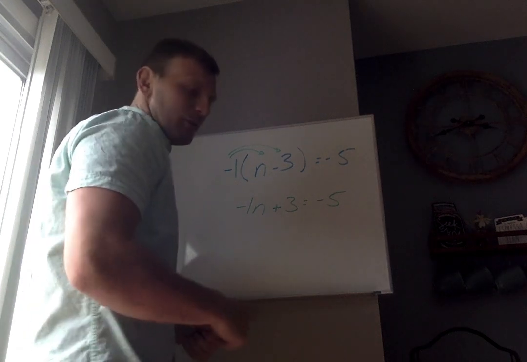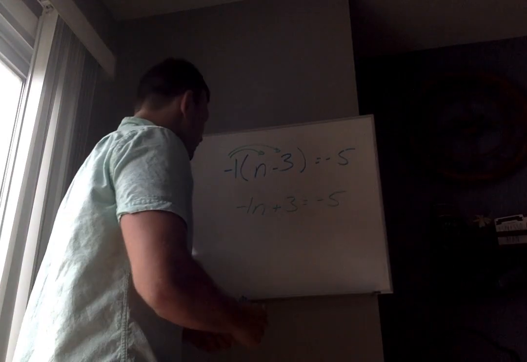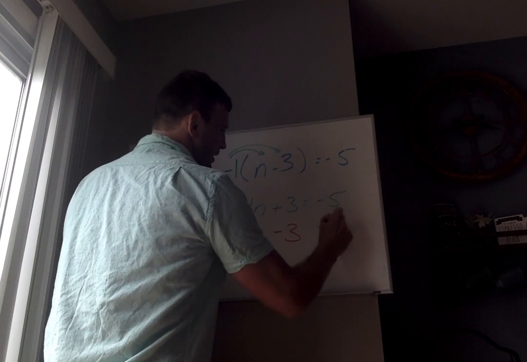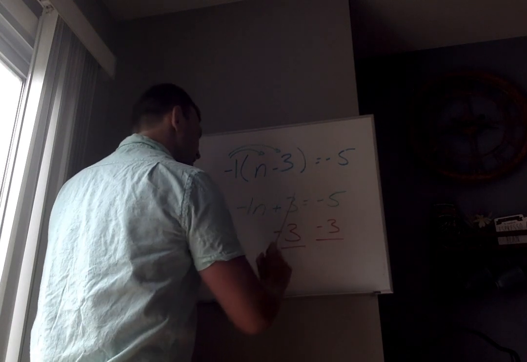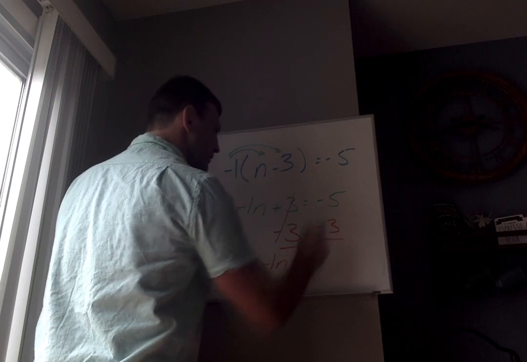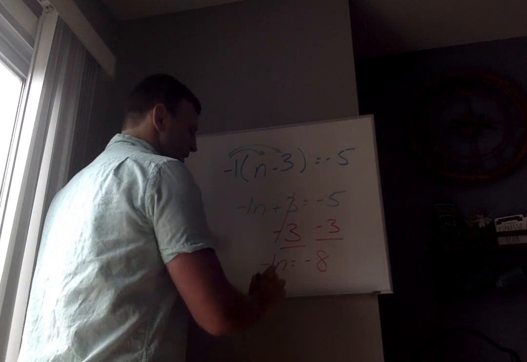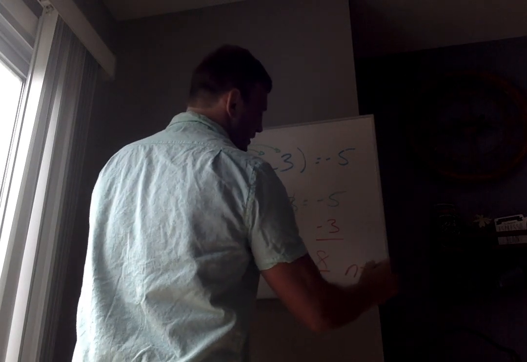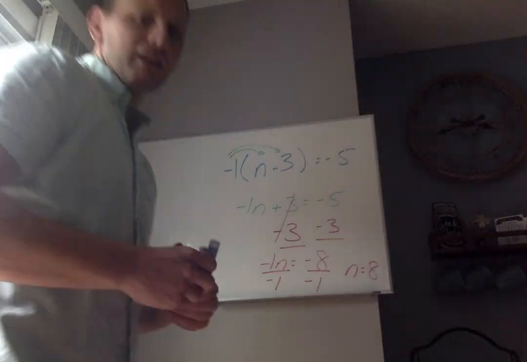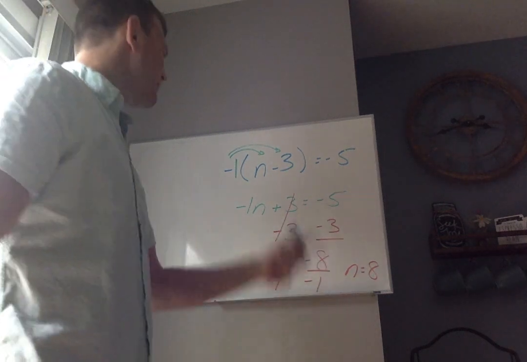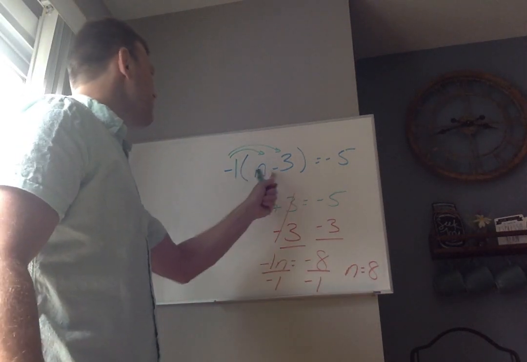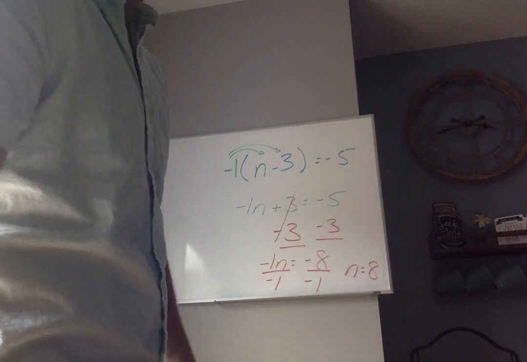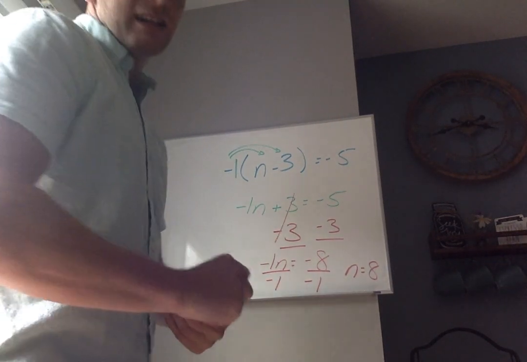Now I have to undo all of this. I'm going to undo the plus 3 by subtracting 3. These cancel out. I have negative 1n equals negative 8. Now I divide by negative 1, and I have n equals 8. You can always plug it back in to see if it works. 8 minus 3 is 5, and the opposite of 5 is negative 5. So that's how you do that.